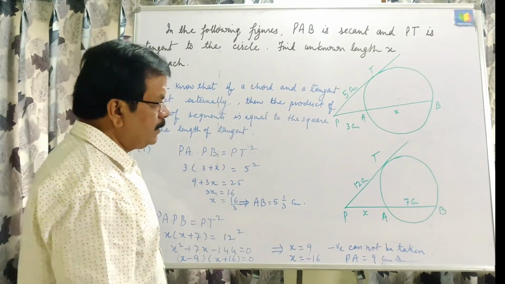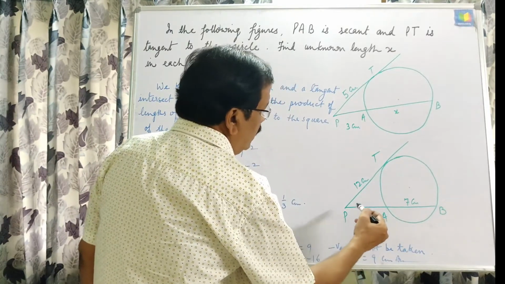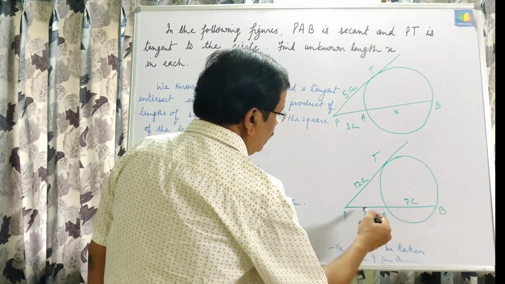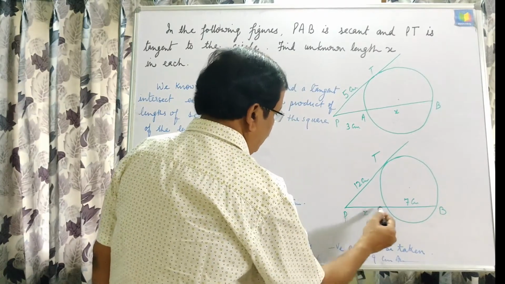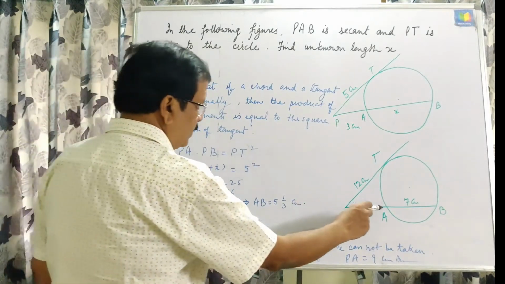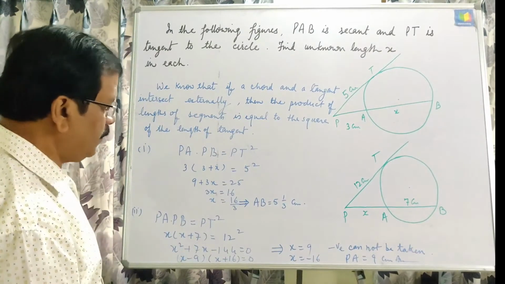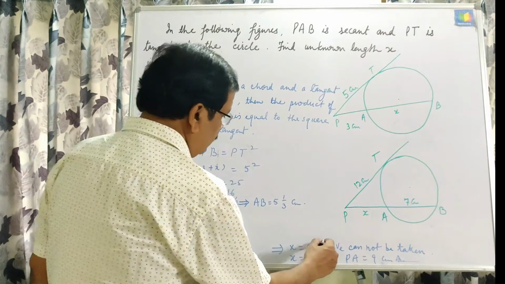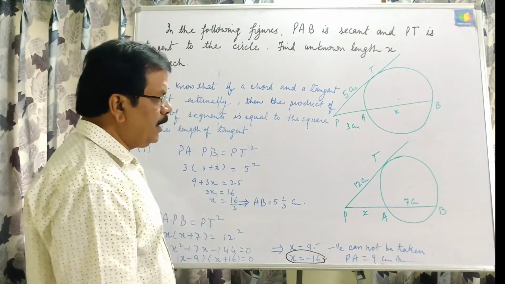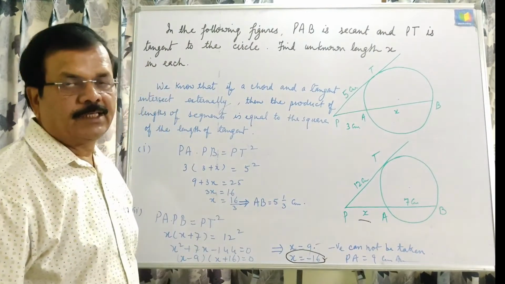Here again, this is the chord AB, and P divides this chord externally, and this length is x. Then again, the external division of this chord will give PB and PA. PA into PB is equal to PT square, and then this is x, and x plus 7 is equal to 12 square. So splitting the middle term, we are getting the values of x as 9 and minus 16, but the negative value will not be taken, and so PA is equal to 9 centimeter. This is the answer. Now next question.